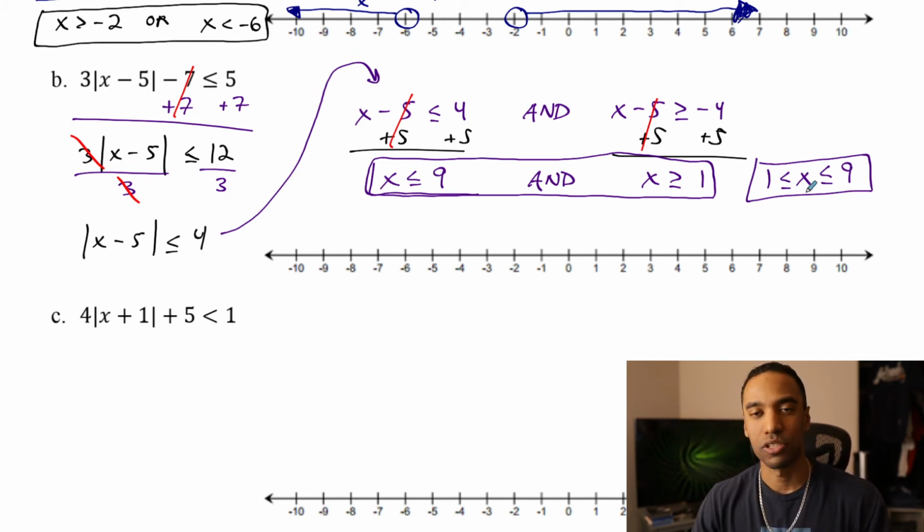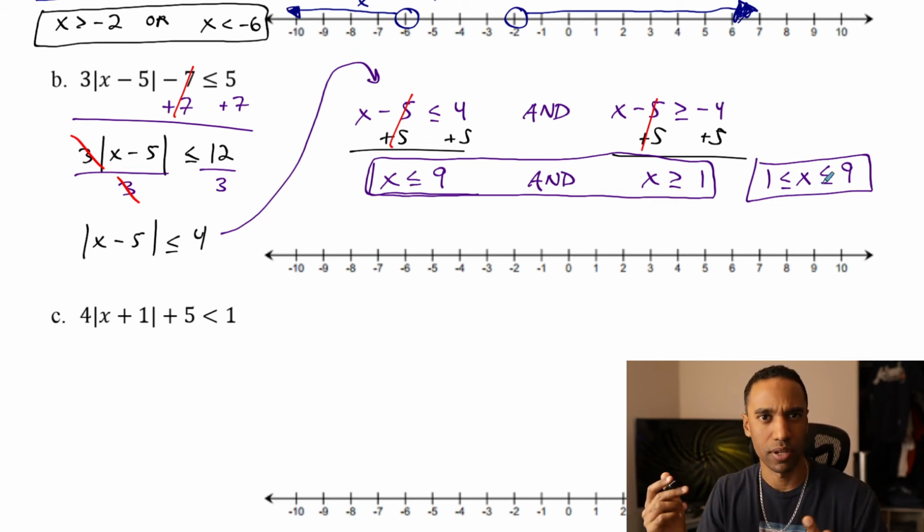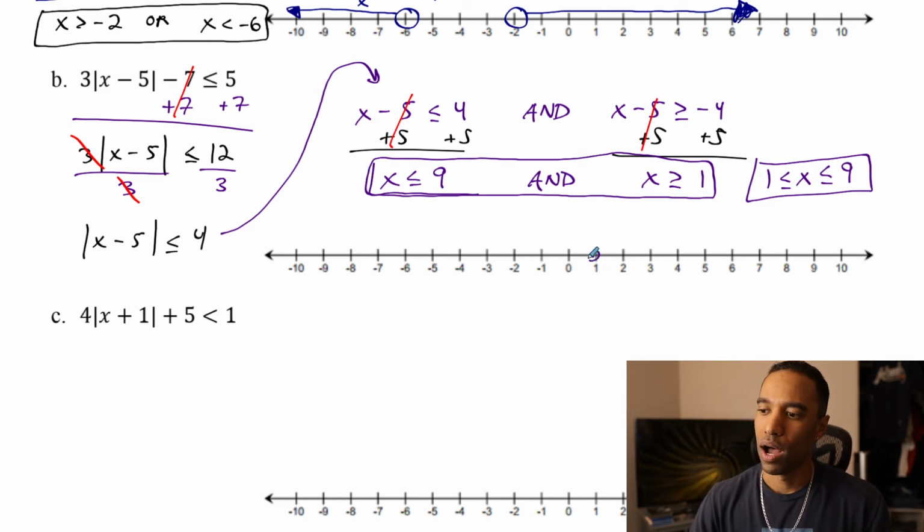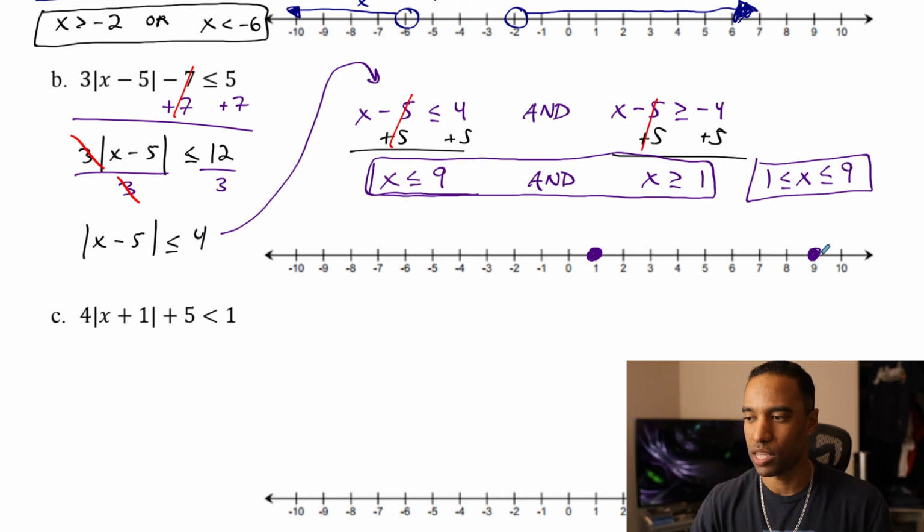And this one's kind of nicer because it allows you to better visualize what your number line is going to be. X is between 1 and 9. All right, so x is between 1 and 9. 1 is going to get a closed circle on it, as is 9, because they are included. That's what the "or equal to" means. And x is any number in between it.